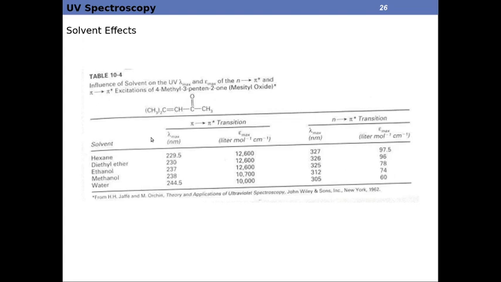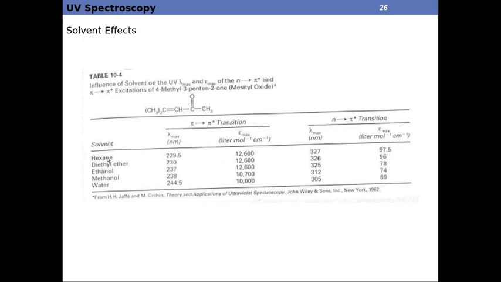This table shows the transition energies, both the pi to pi star as well as the n to pi star transition energies of mesityl oxide in different solvents having different polarities. Here we have hexane as the first solvent, then diethyl ether, ethanol, methanol, and water.